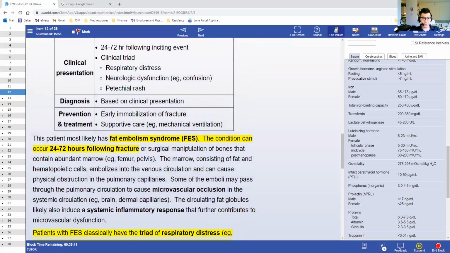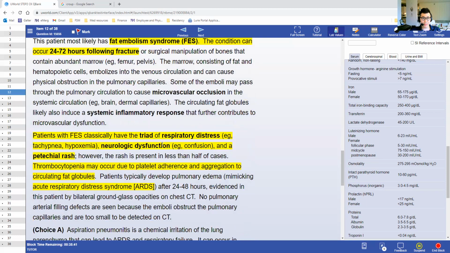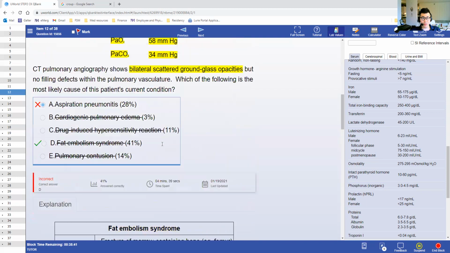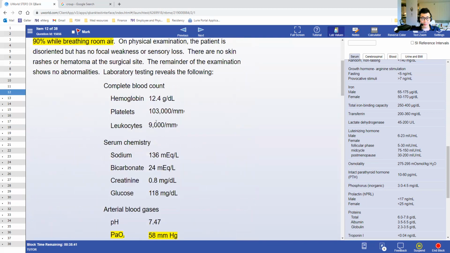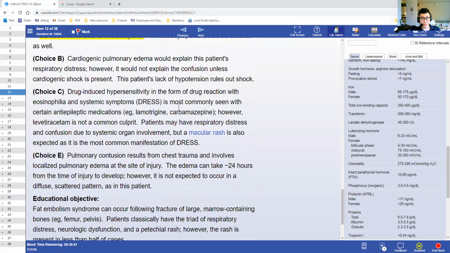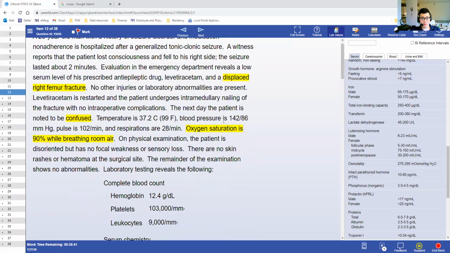I got this one wrong in summary because I completely messed up the timeline for fat embolism syndrome, and I was not thorough enough when I was looking at the labs. I didn't highlight the thrombocytopenia part and the absence of fever.